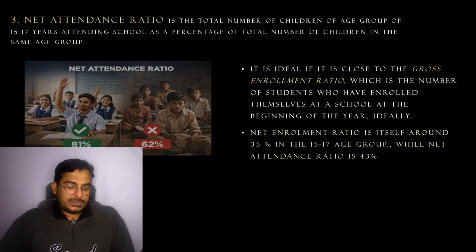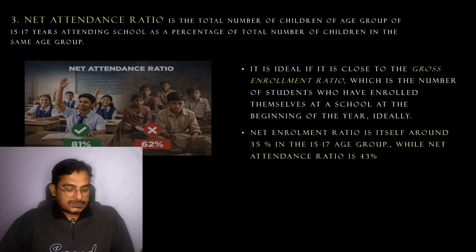So what is gross enrollment ratio? Gross enrollment ratio is the number of children who have enrolled in a school at the beginning of an academic year. Now, if you compare both, how many children have enrolled at the beginning of a year and how many children have attended the school by the end of the year, by calculating the number of days right from the beginning, this should be the ideal way to understand certain things.